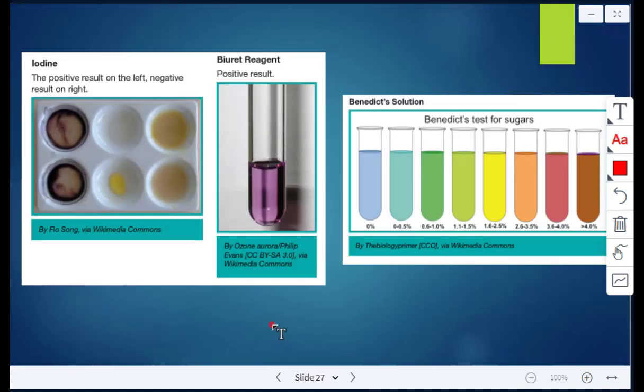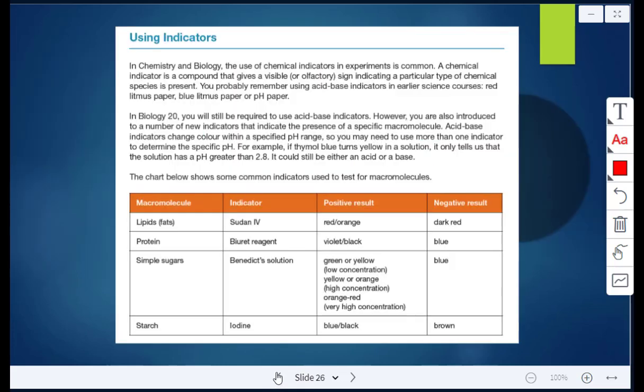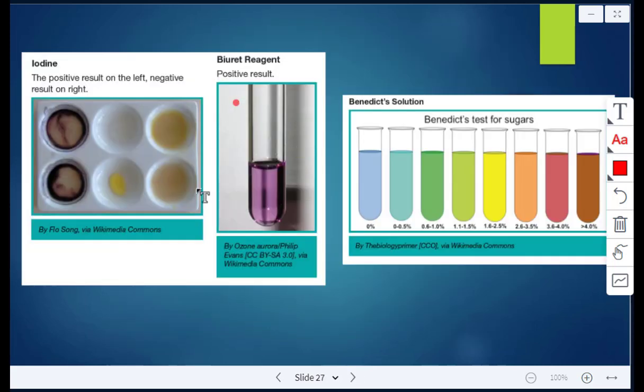Here are some diagrams and pictures showing, for example, iodine, the positive result on the left, and then we see the negative result on the right. Here's the test using the Biuret reagent to test for proteins, and it's a positive result. Again, positive for Biuret was a violet color or black. So that's a positive result.